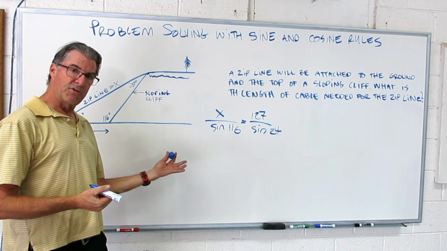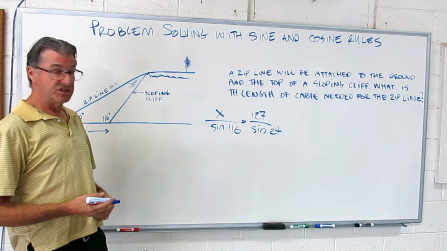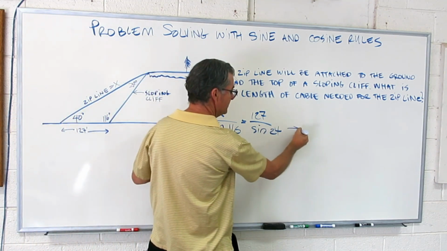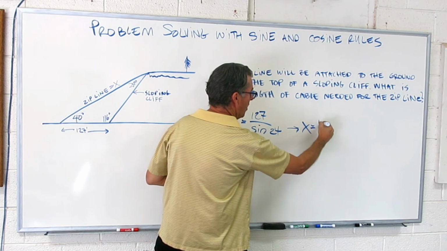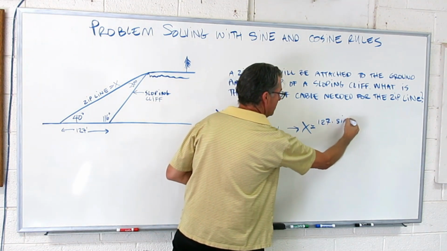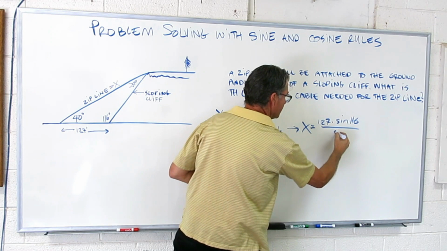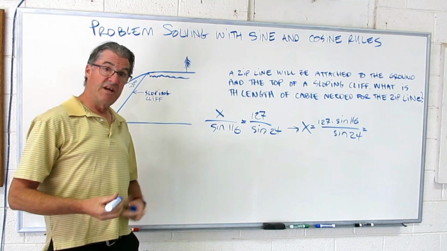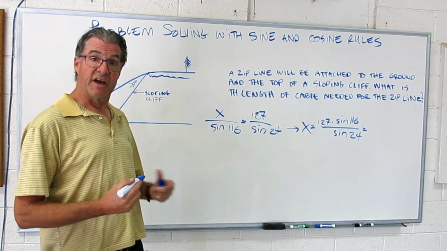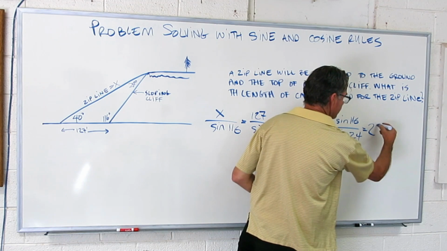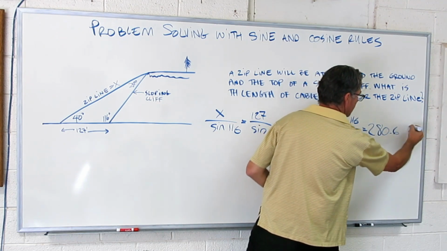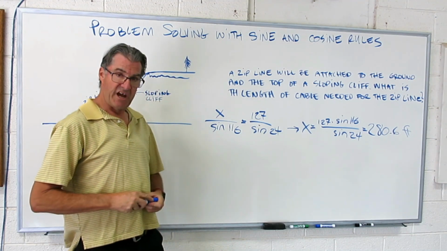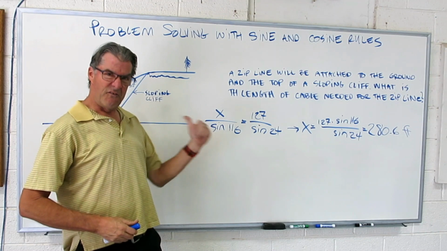So as long as we did this step correctly, now we're ready to just plug and chug. So I'm going to cross multiply and simplify, and what that's going to give me is x is going to equal 127 times sine 116 all over the sine of 24. So go ahead and pause the video and see if you can do that calculation. Okay, so here's the answer for that, 280.6 feet. Now, you always want to do a reasonableness check, just to make sure your answer fits the diagram.